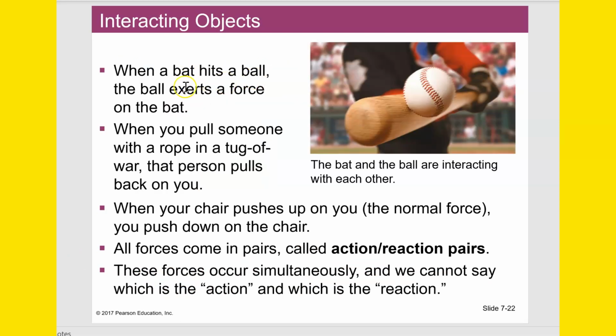When a bat hits a ball, the ball exerts a force on the bat, just like the bat exerts a force on the ball. When you pull someone with a rope in tug of war, that person pulls back on you. When your chair pushes up on you, the normal force, you push down on the chair. Every force comes in a pair called action-reaction pairs. These forces occur simultaneously, and we cannot say which is the action and which is the reaction.